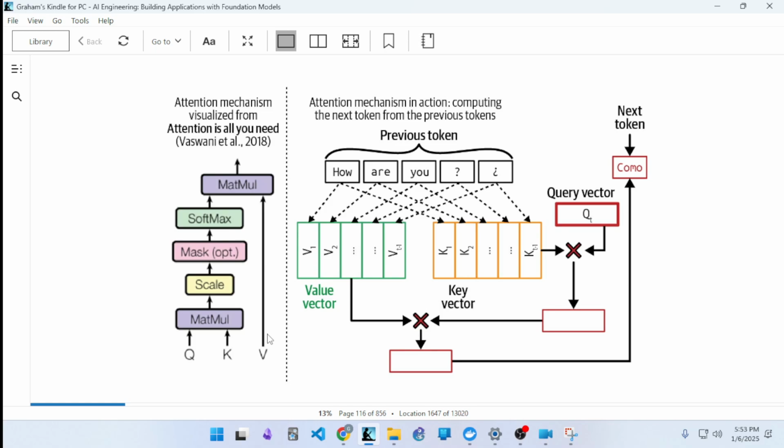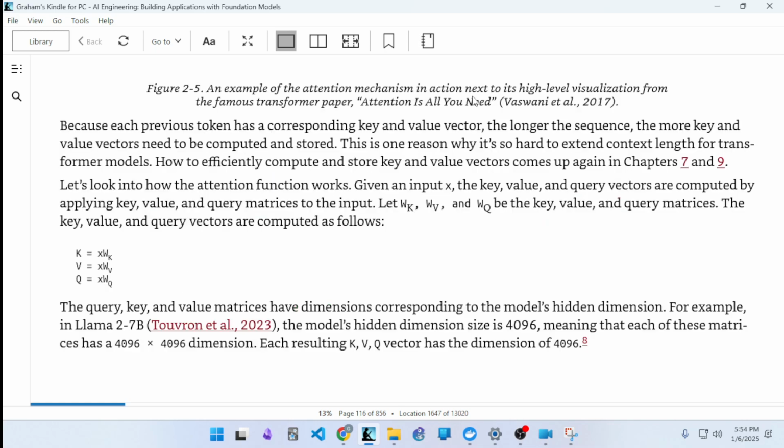So here it is. Matmul, scale, mask, which is optional, soft mask, and then matmul. I'm not sure what that means. And then the attention mechanism in action, computing the next token from the previous tokens. So the previous tokens: how are you? And then an upside down question mark, like in Spanish. I don't understand that. The author would say to skip this if you don't understand it. Well, anyway, moving on.